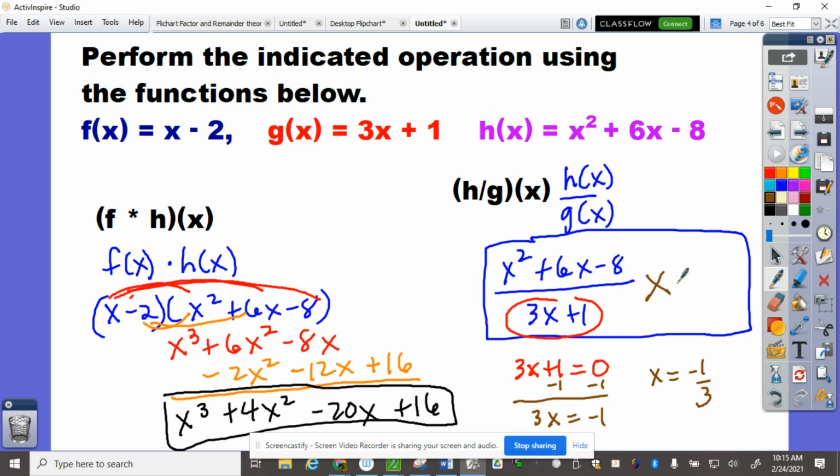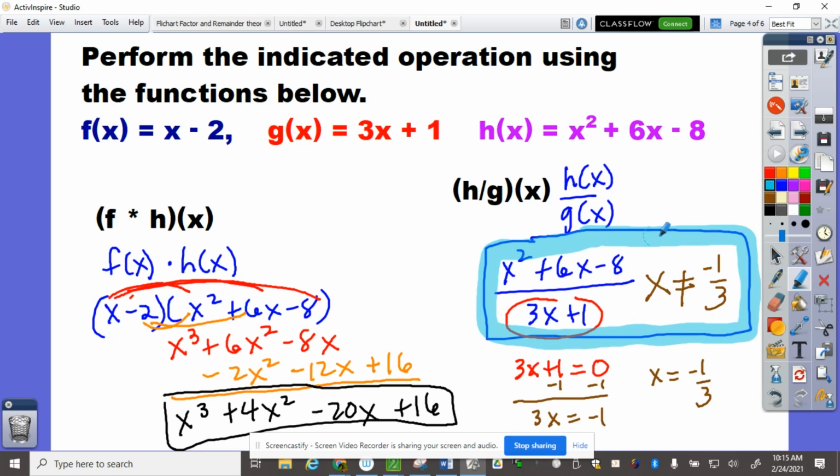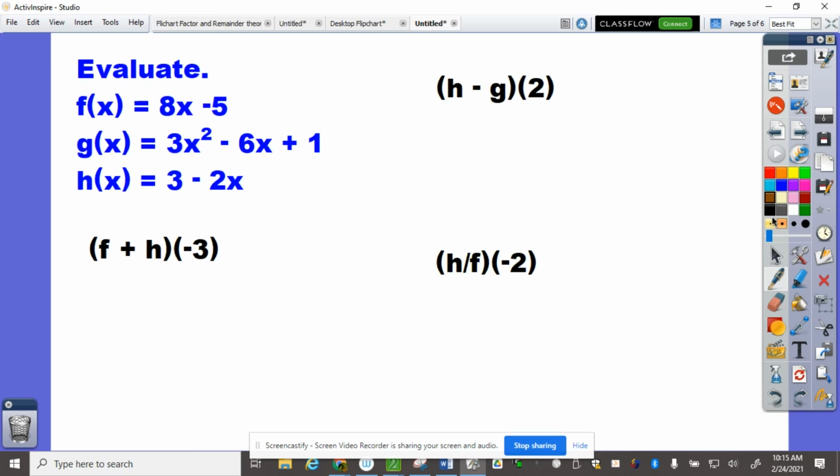So the restriction: x cannot be equal to negative 1/3. That should be part of your answer. So the entire thing here must be your complete answer. Okay, move on here. Evaluate. How do you evaluate? We're going to apply the operation with evaluation here.